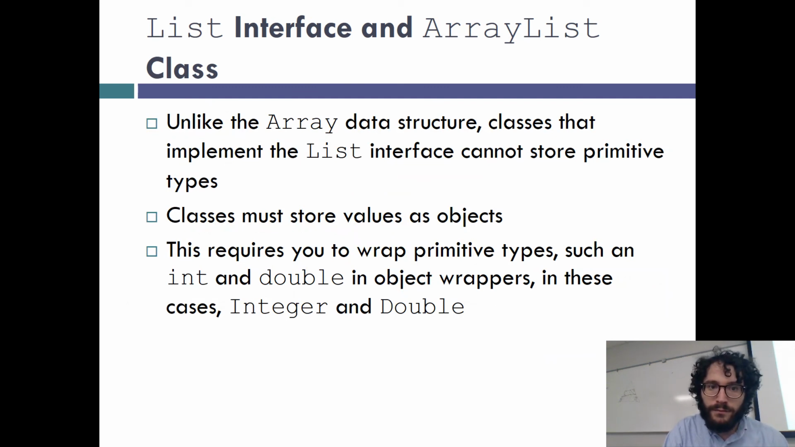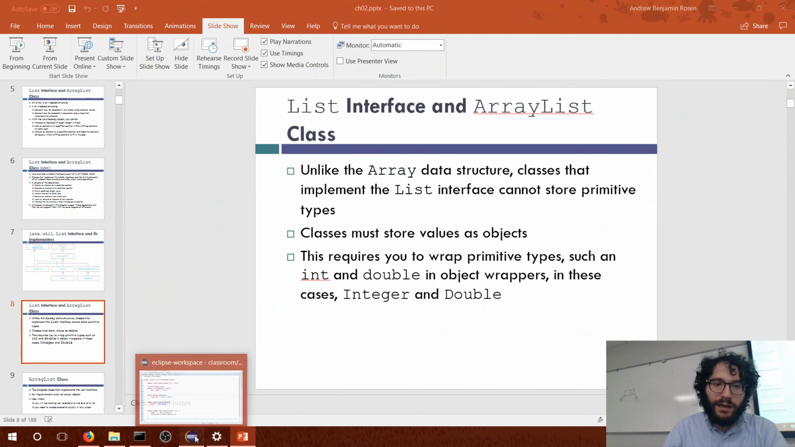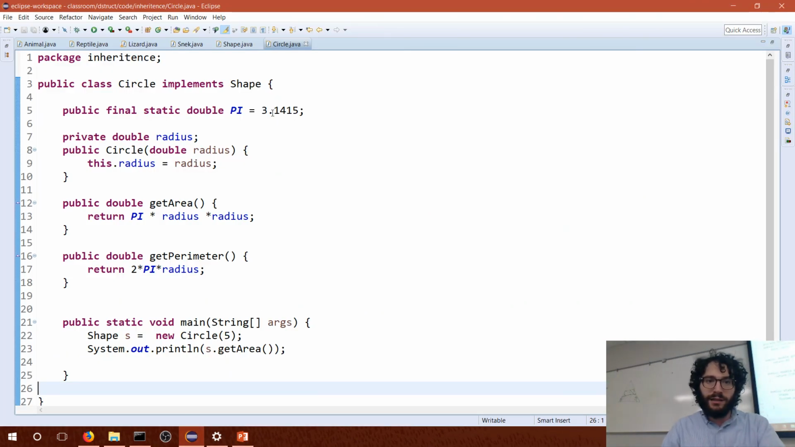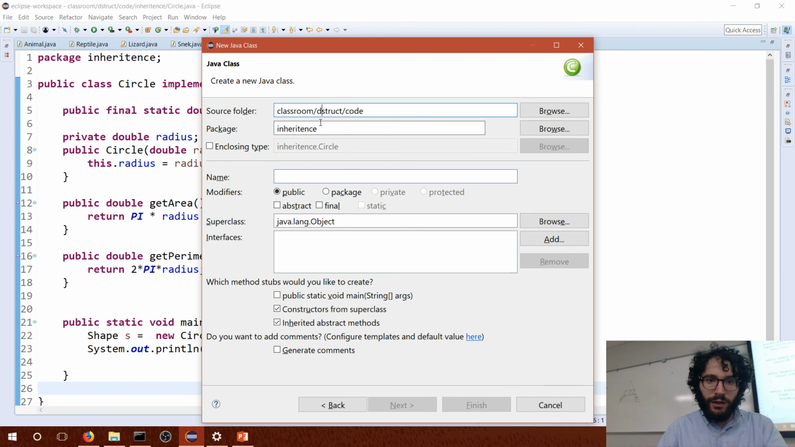So we'll get into this. The array data structure, classes that implement the list interface do not store primitive types. I'm going to disagree here, not with the concept, but with bringing that up first. So let's go ahead and just make an array list to see it in action. Let's create a new package for organizational purposes. I'll do that by creating a new class. This will go into lists. Okay, and array list example. So we'll go ahead and create an array list example.